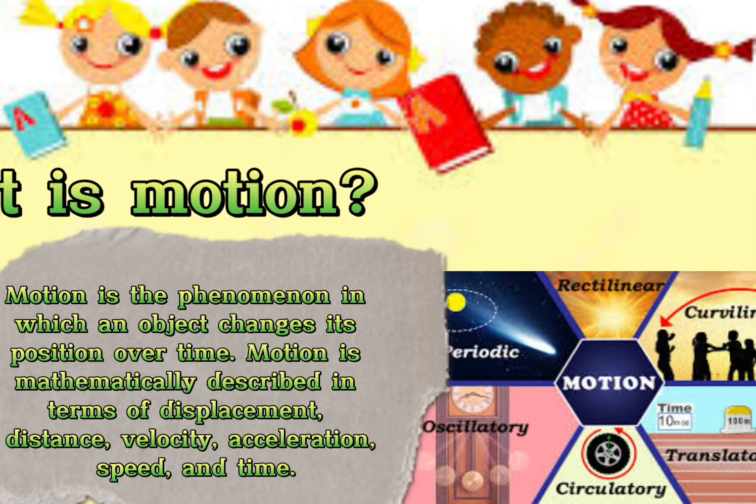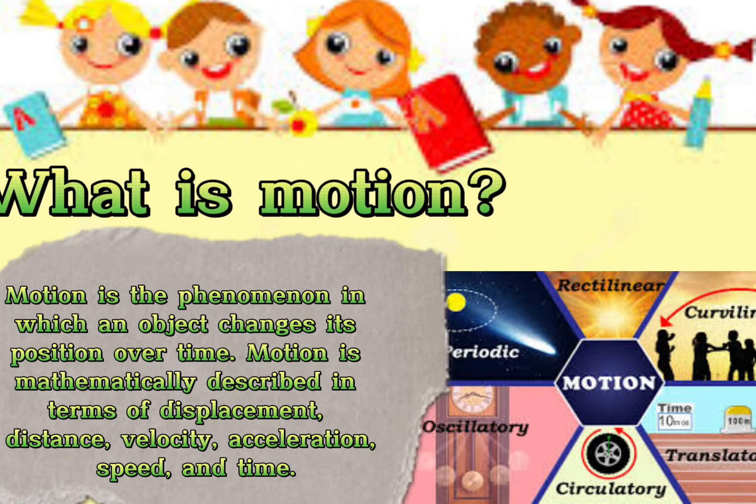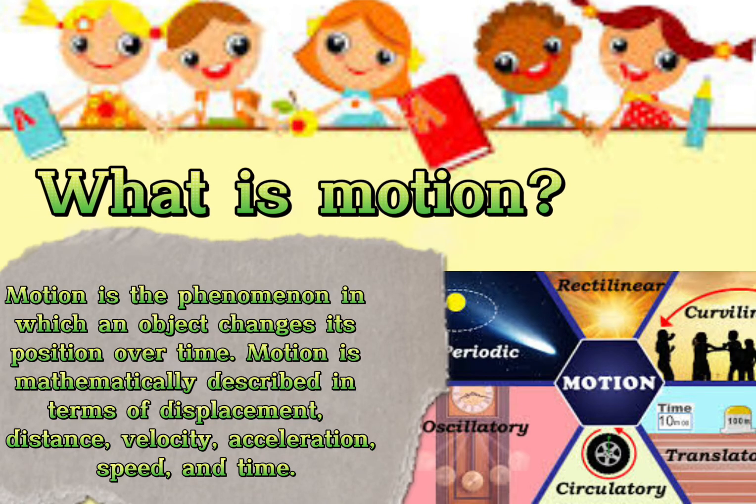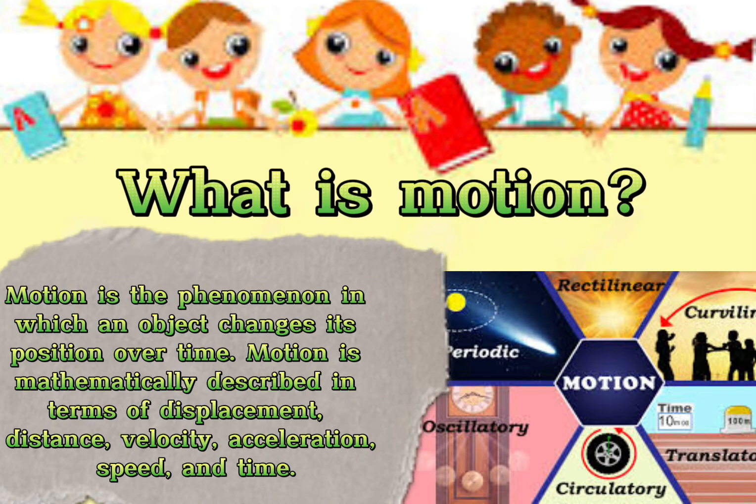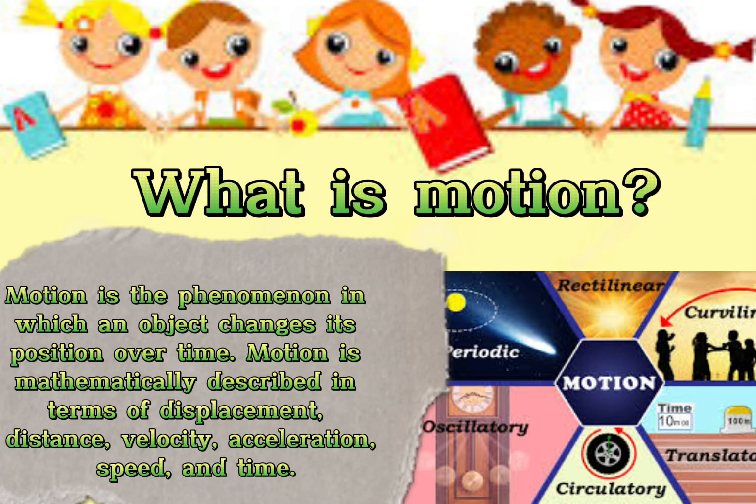First, let's define what is motion. Motion is the phenomenon in which an object changes its position over time. Motion is mathematically described in terms of displacement, distance, velocity, acceleration, speed, and time.